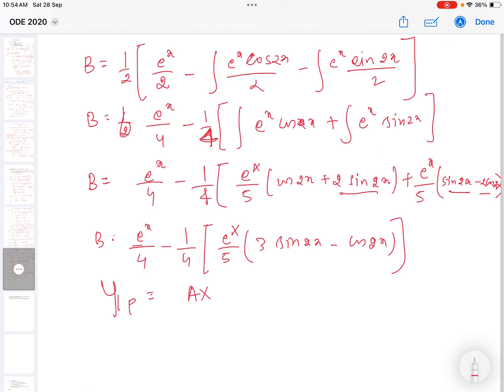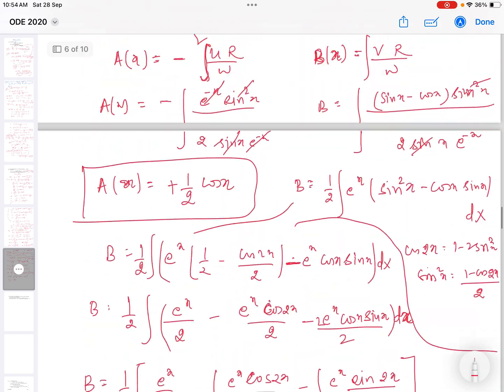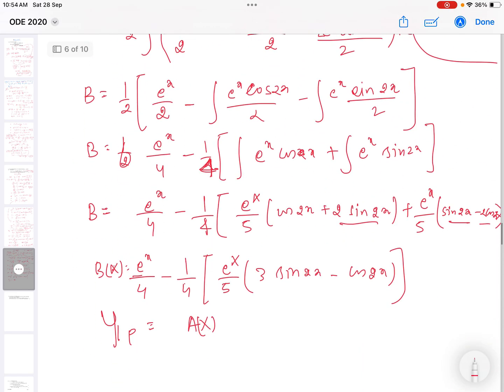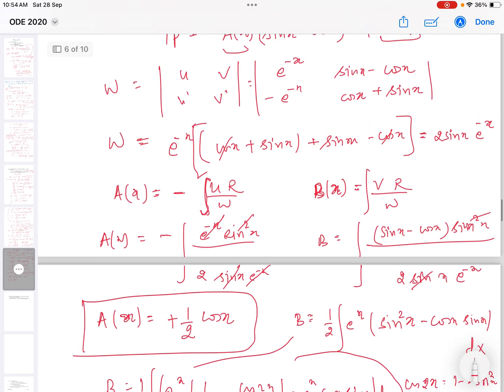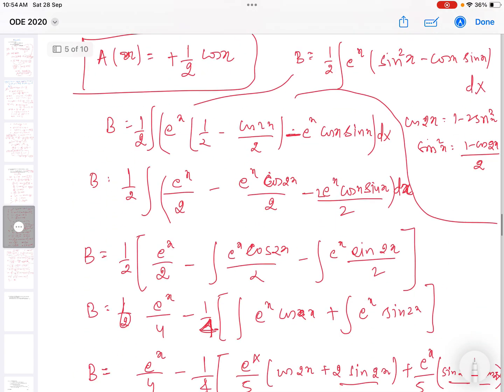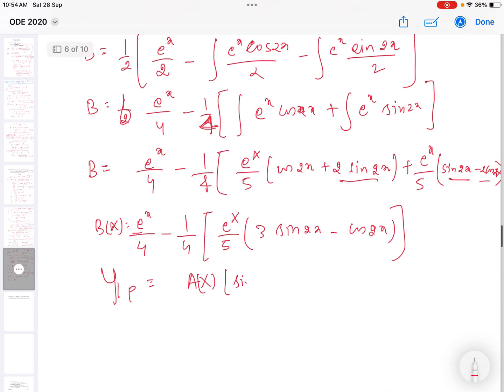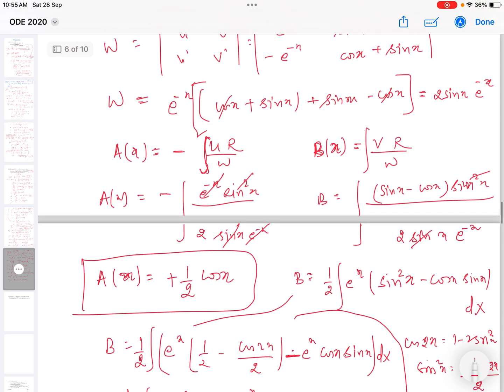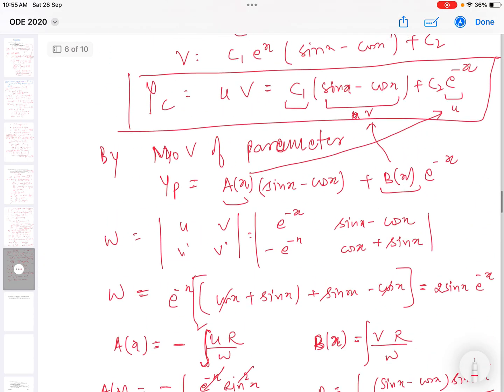Then y particular is nothing but a of x into (sin x minus cos x) plus b of x into e to the power minus x. This is b of x, this is a of x. I think we are not wrong.